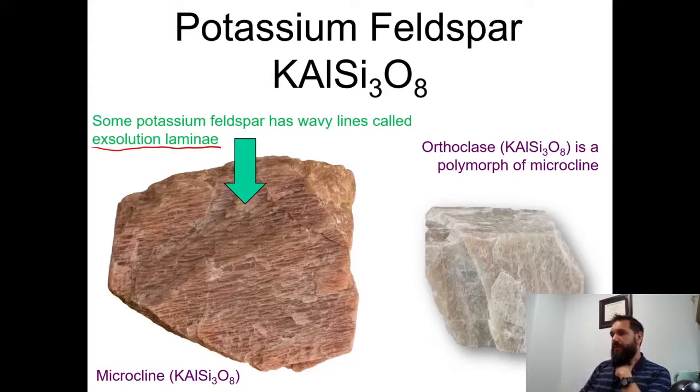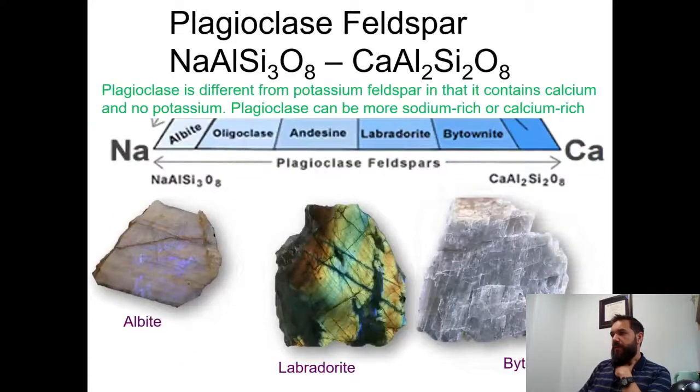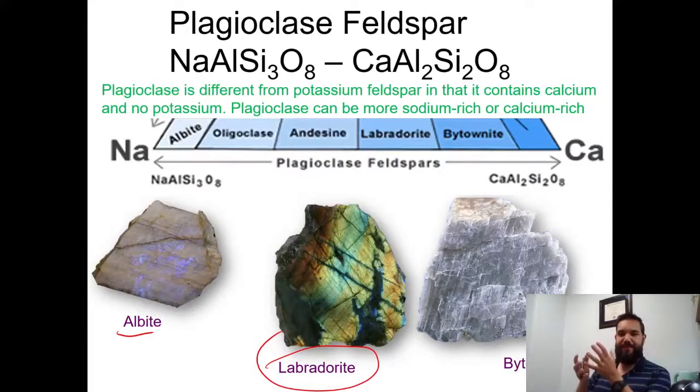Okay, so another type of feldspar is called plagioclase feldspar. Plagioclase feldspar, there's some really interesting types. There's albite, there's labradorite. You might know labradorite, it's so beautiful. Gosh, I wish that you were here in the lab with me because I have a beautiful sample of labradorite.